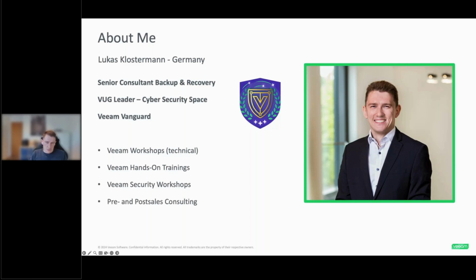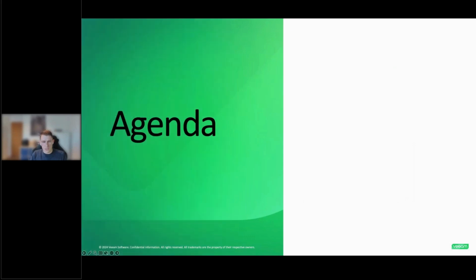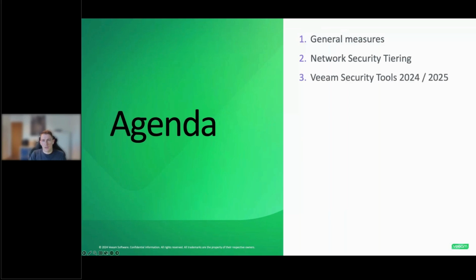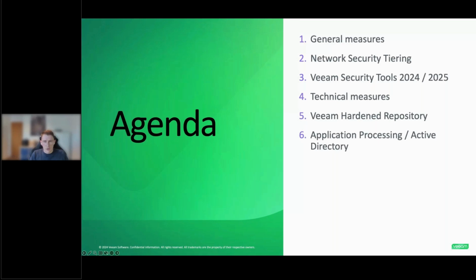I've set up an agenda for today. Basically, I'm aiming to stop around 45 minutes to leave a bit for the Q&A session. So first of all, let's deep dive into the agenda. We talk about general measures. I'd like to present a network security tiering. Then we talk about the specific Veeam Security Tools of 2024 and 2025, so software related. We talk about some technical measures. I'd like to have a word to the Veeam Hardened repository. Let's talk about the Active Directory and application processing in general.